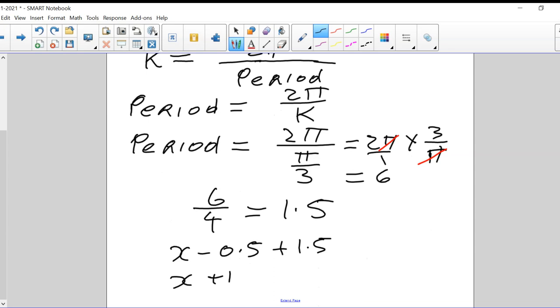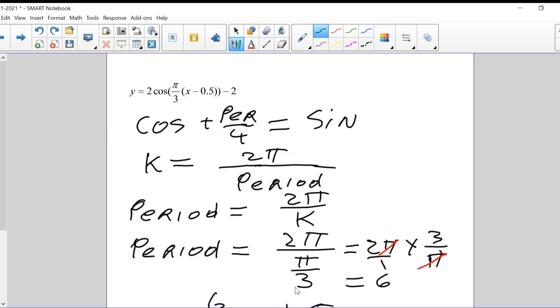Do that math for yourself. Minus 0.5 plus 1.5 is 1. So my equation would be all of the other things that I had before. But now I'm going to say y equals 2 sine pi over 3, sorry.